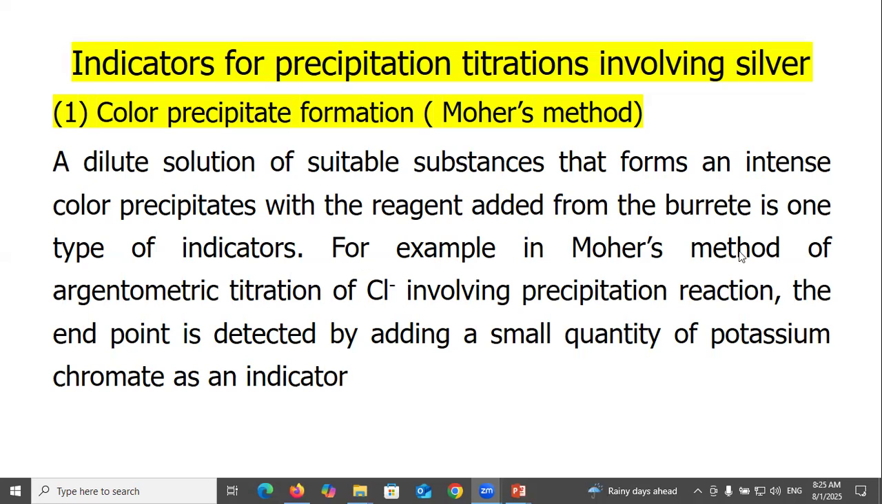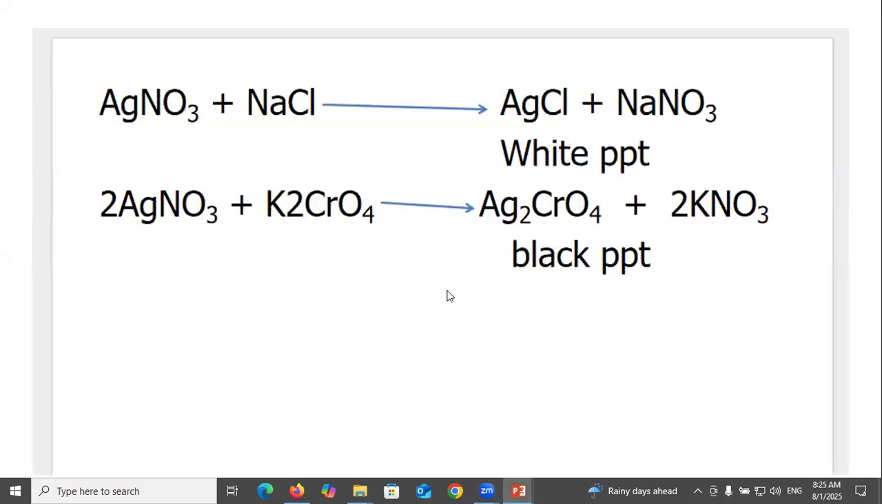For example, in Mohr's method of argentometric titration of chloride involving a precipitation reaction, the end point is detected by adding a small quantity of potassium chromate as an indicator. Silver nitrate and sodium chloride give silver chloride, a white precipitate. Silver nitrate and potassium chromate give silver chromate, a colored precipitate.